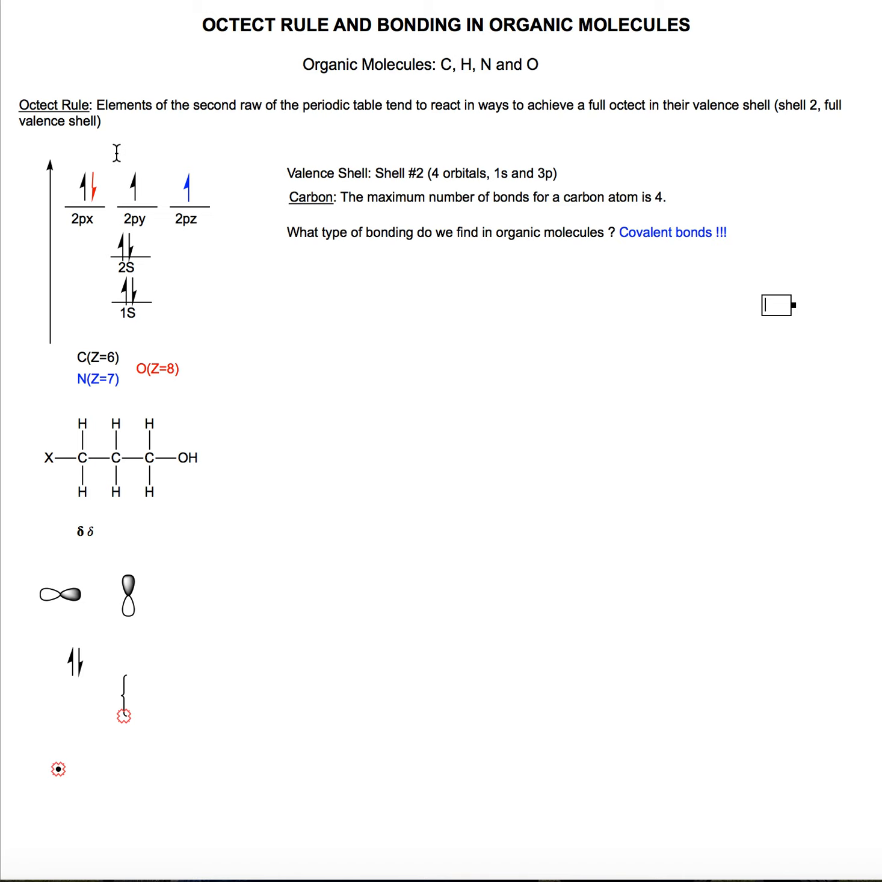So what the octet rule is telling you is that if you apply this to organic molecules, in this case to the elements in the second row of the periodic table, they will tend to react in such way as to complete 8 electrons in the valence shell. Okay? Once again, because valence shell is shell number 2, and in shell number 2 there are only 4 orbitals. So that would be the driving force for bonding in organic molecules, and the bonds that organic molecules are forming are called covalent bonds. So what exactly do I mean by covalent bonds? So I'm going to give you an example of what is a covalent bond.